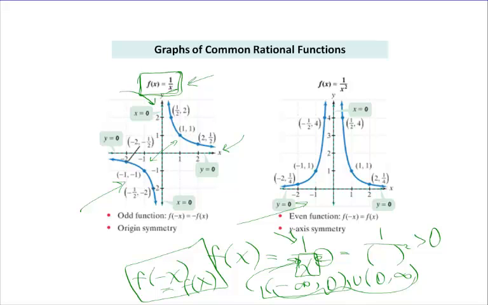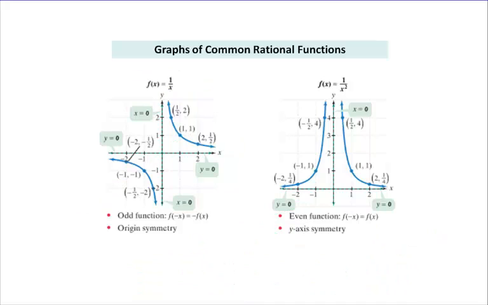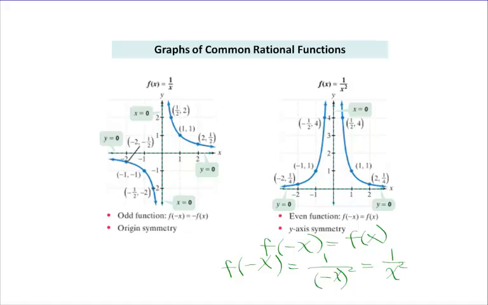When I feed it a negative value, the negative disappears and I get the original function back. Well, here's my original function. It's 1 over whatever I feed it squared. If I feed it a negative x and I clean it up algebraically, that's what I get. Well, that was my original function. Analytically, I have proven that this is an even function.